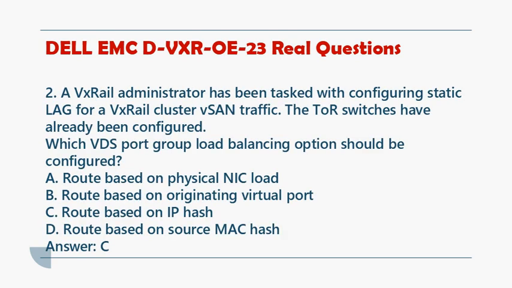2. A VxRail administrator has been tasked with configuring static LAG for a VxRail cluster vSAN traffic. The ToR switches have already been configured. Which VDS port group load balancing option should be configured? A. Route based on physical NIC load, B. Route based on originating virtual port, C. Route based on IP hash, D. Route based on source MAC hash. Answer: C.